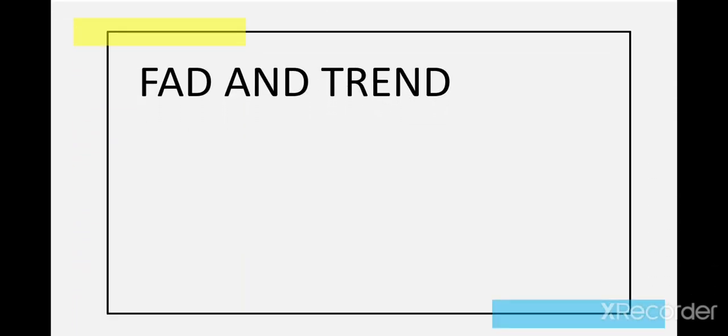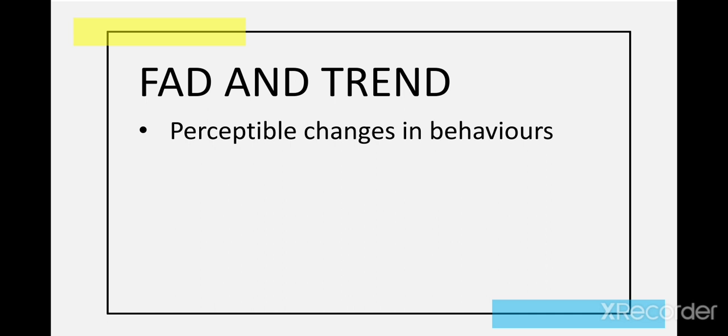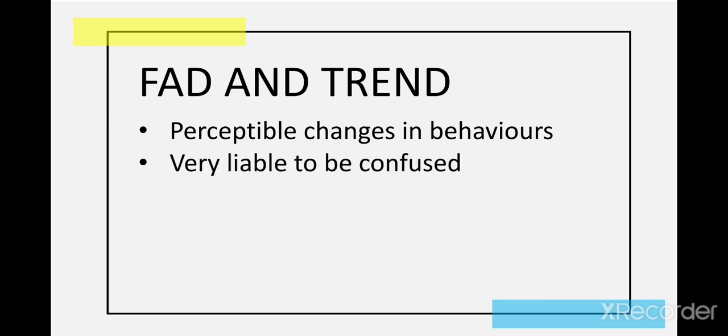Fad and trend. These are perceptible changes in behaviors that can be seen or felt among a large section of the population, with the behavior being followed with enthusiasm for some time. Fad and trend are two terms that are very liable to be confused because they are pretty much alike. There are people who use the words interchangeably as if they were synonymous.